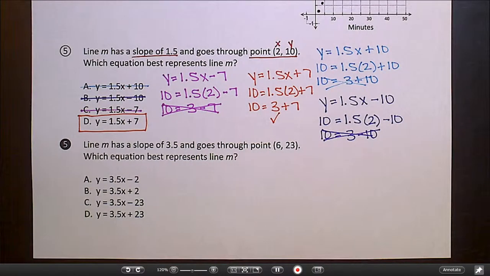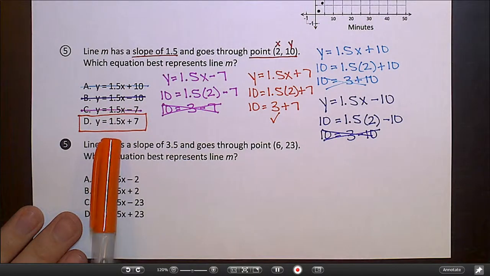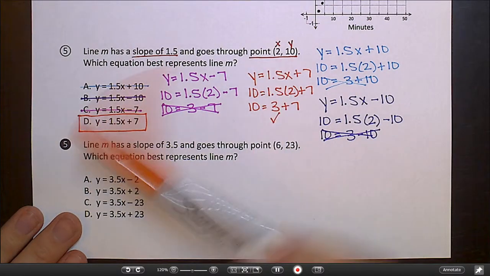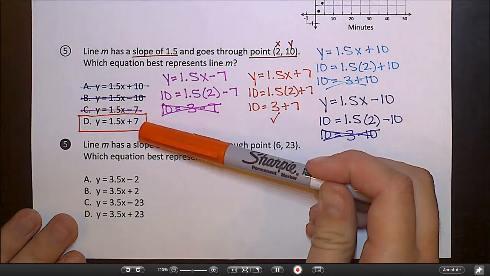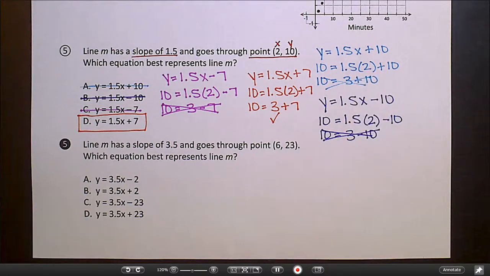So the whole thing that I needed to do was double check my slope. That needs to come first. And then I'm plugging this point into each equation to see which one actually works out. None of these worked out. They were all false.